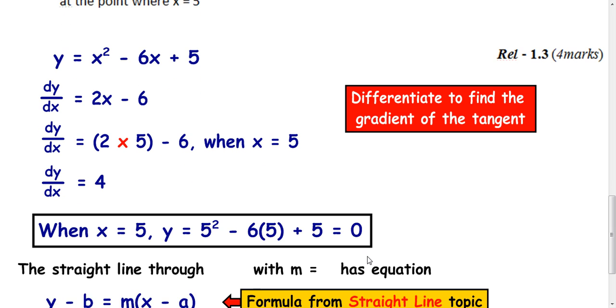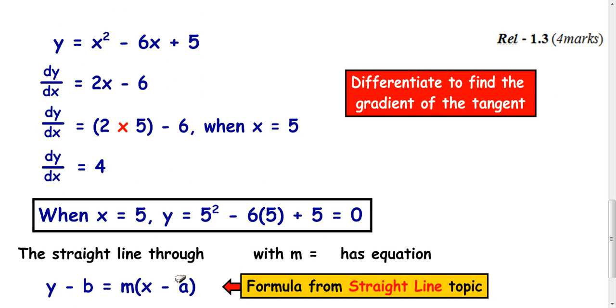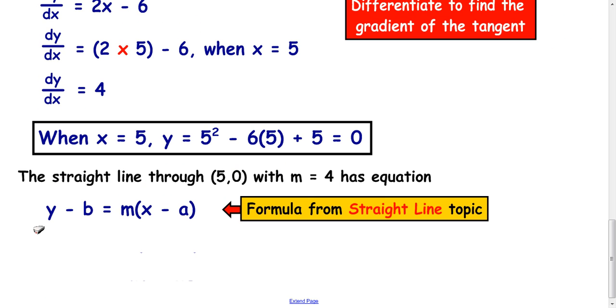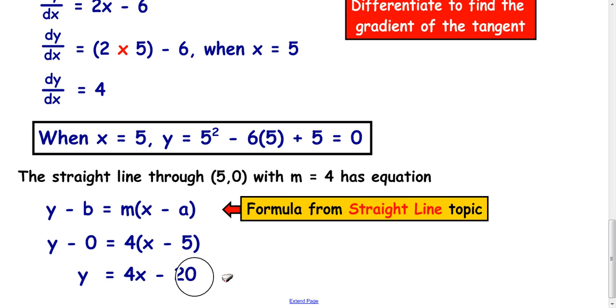So the two things I'm going to use for my y take b equals mx take a, I'm going to use 5, 0. There's my 5 and my 0 for my coordinate, and I'm going to use m equals 4. So y take away 0 equals 4 times x take away 5. And that just goes to y here, and if I multiply this out, I get 4x take away 20. That's my final answer.